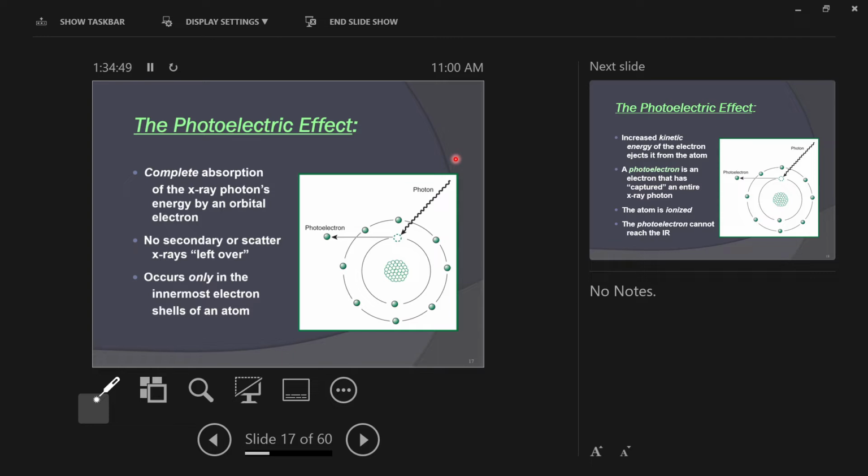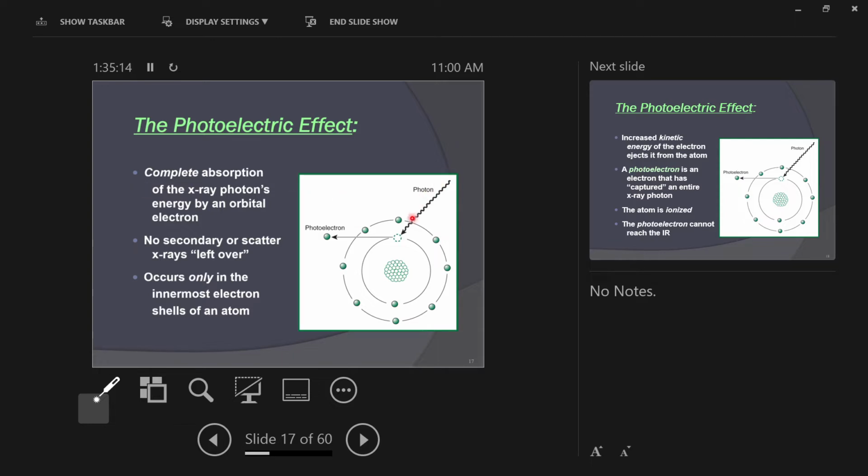That's where X-rays come from, right? X-rays come from fast-moving electrons slowing down. That's Bremsstrahlung radiation in the X-ray tube. Hopefully this is all starting to make a little more sense as we do more and more of this. So the photoelectric effect is when a photon is completely absorbed by an orbiting electron.